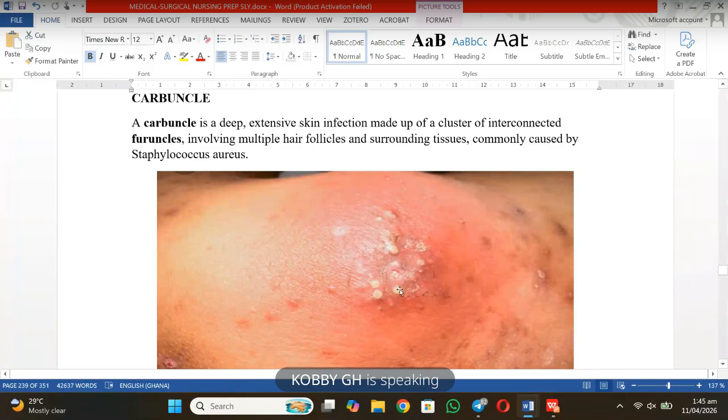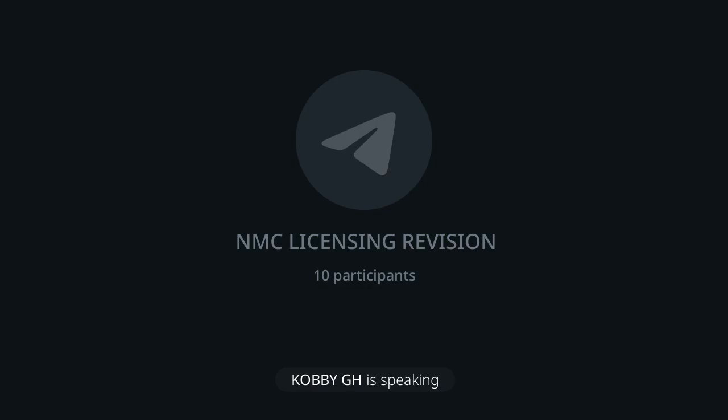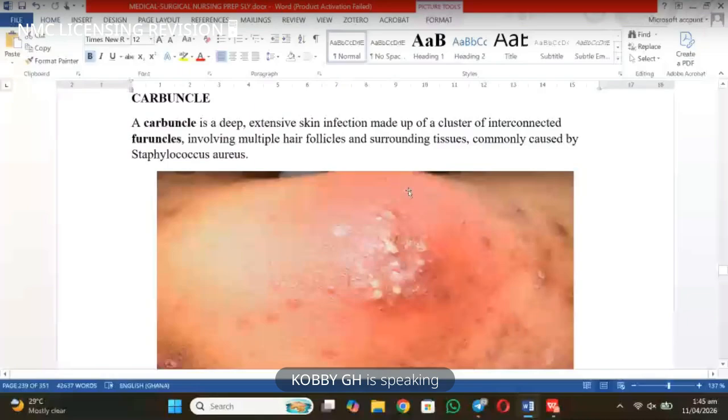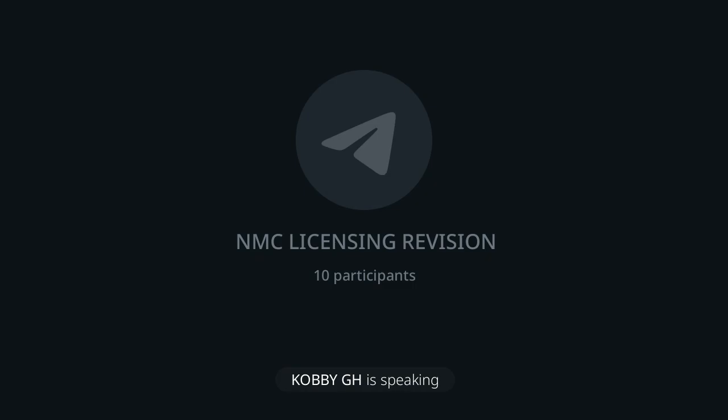So here, pus is inside the subcutaneous tissue. There is another one over here. Pus is inside. There is a different one over here. Pus is inside. There is a different one over here. Pus is inside. You see, multiples of them are occurring in a particular area. This one is called carbuncle.